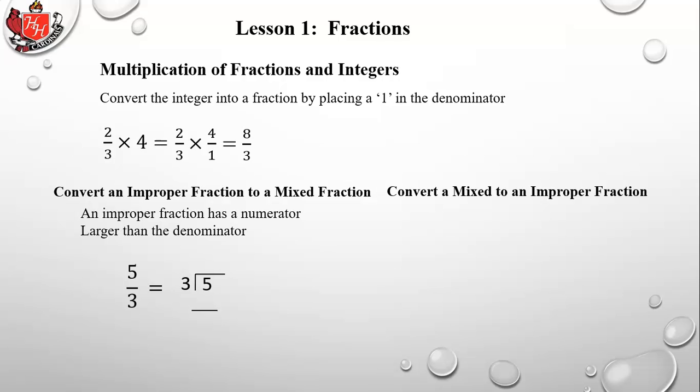Or you can express it as a fraction, and that's what we want to do here, because that's what we're talking about, a mixed fraction. So 3 goes into 5 one time. 1 times 3 is 3. You subtract the 3 from the 5 and you get 2. And now you're done with the division.